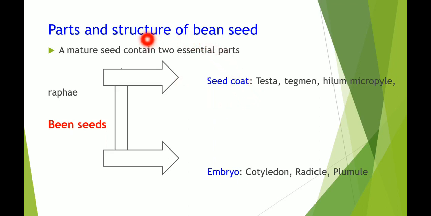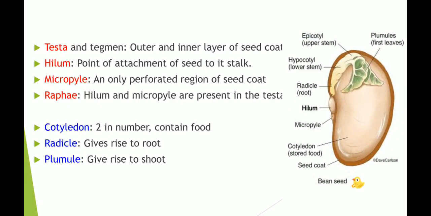So the structure of bean seed is divided into two. The first one is seed coat and the second one is embryo. The seed coat itself has testa, tegmen, hilum, micropyle and raphe. Then the embryo has cotyledons, radicle and plumule. Let us discuss what these parts are.